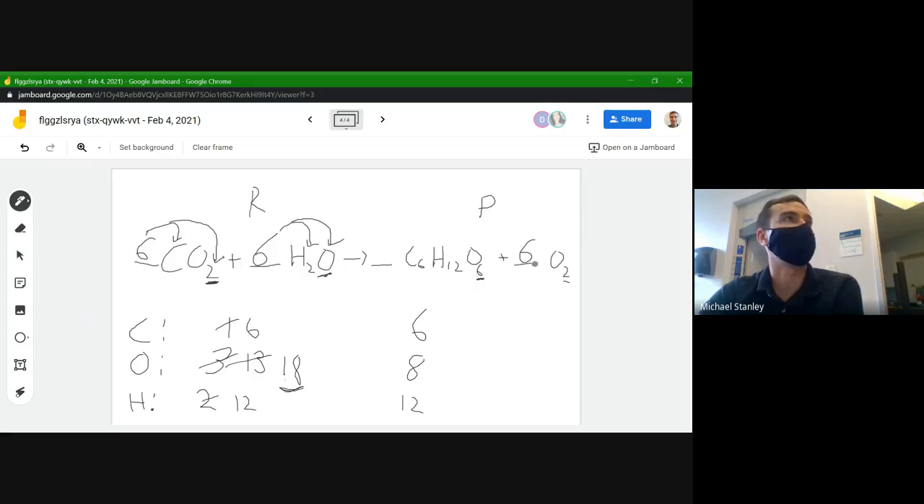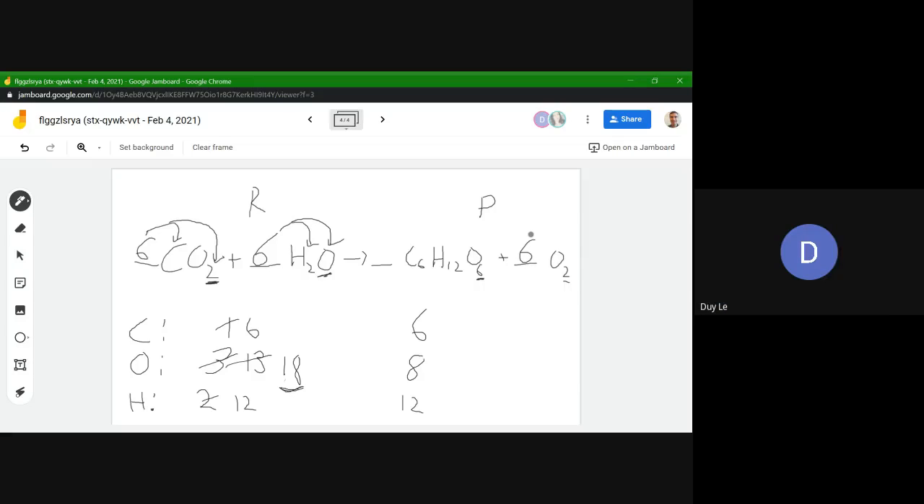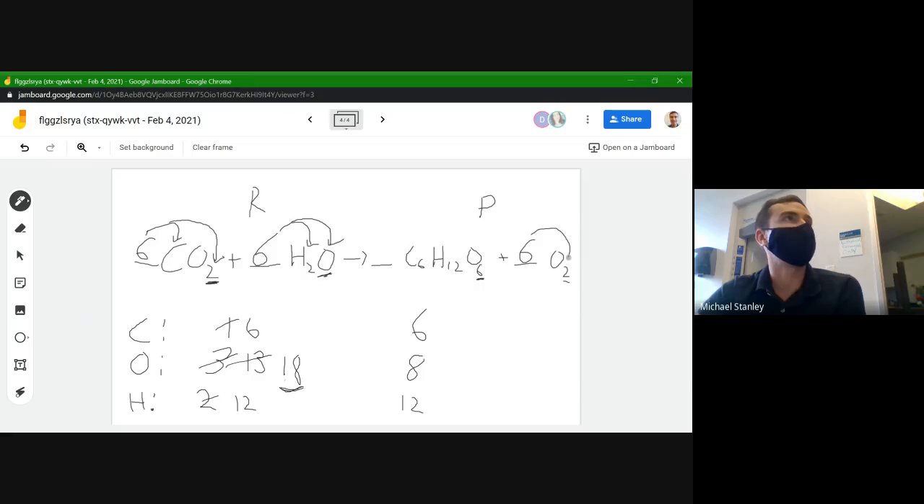I think you're onto something here, Dewey. Yeah. So if we put 6 here, 6 times 2 is 12. And 12 oxygens right here, plus the 6 that we have right here, gives us 18 total oxygens. 12 plus 6 is 18.